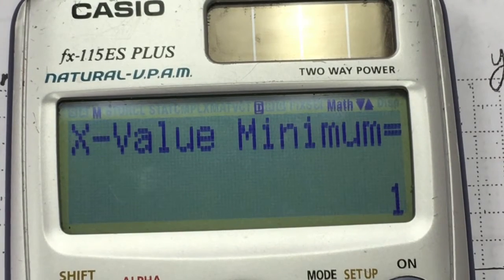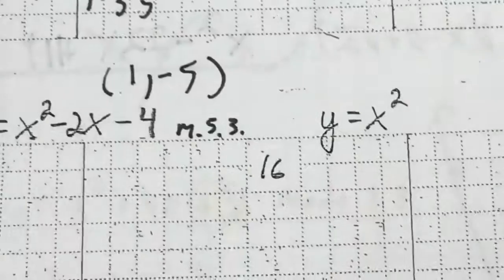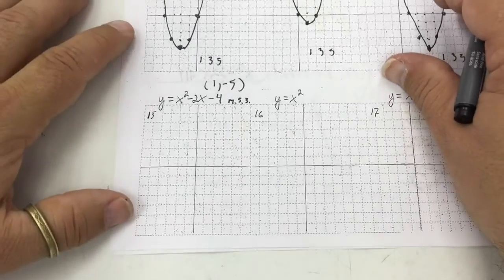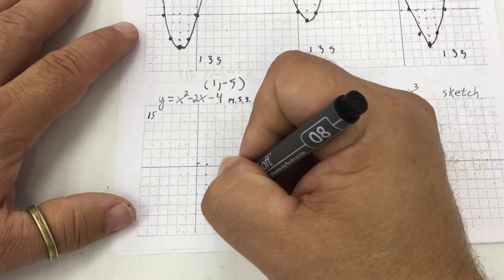I don't want to graph those. But it gives me the x value minimum of the vertex, which is 1, and the y value minimum, which is negative 5. So this has a vertex of 1, negative 5. I go to 1, negative 5, right 1, down 5, and I implement the 1, 3, 5.